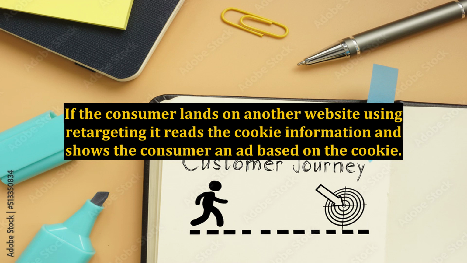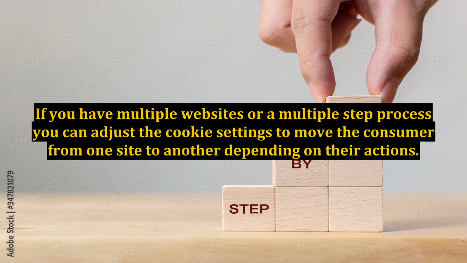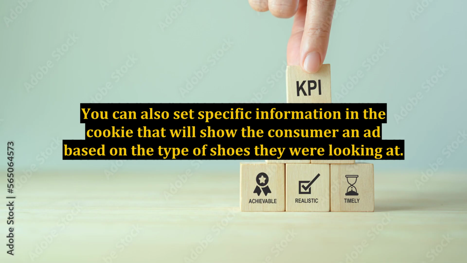As an advertiser, there are some cool things you can do with display retargeting. If you have multiple websites or a multiple-step process, you can adjust the cookie settings to move the consumer from one site to another depending on their actions. You can also set specific information in the cookie that will show the consumer an ad based on the type of shoes they were looking at.